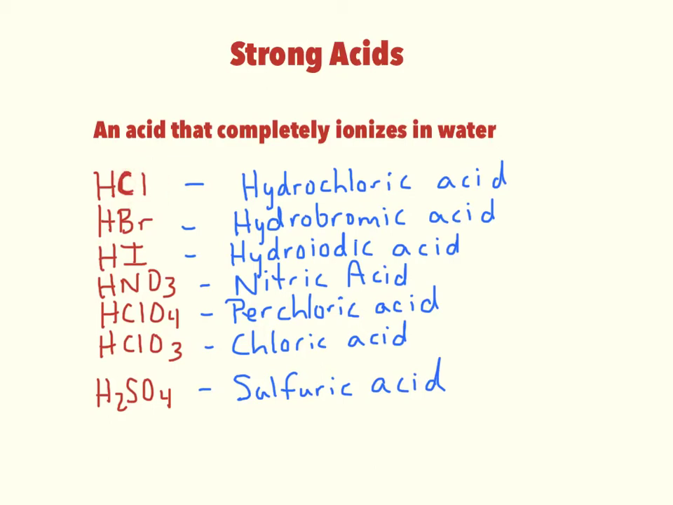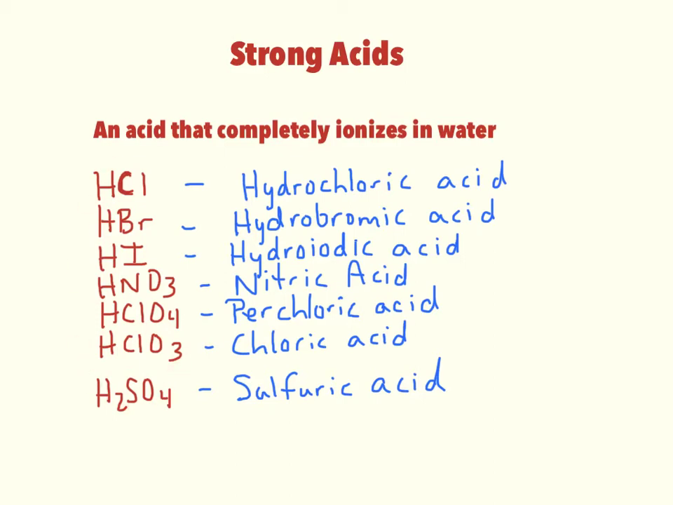You're going to have to memorize these formulas and the names of these acids: hydrochloric acid, hydrobromic acid, hydroiodic acid, nitric acid, perchloric acid, chloric acid, and sulfuric acid. Sometimes it's easier to memorize the formulas if you get a little help.